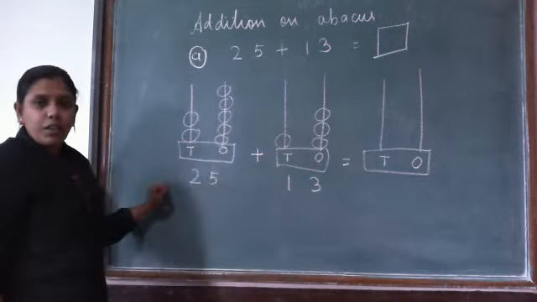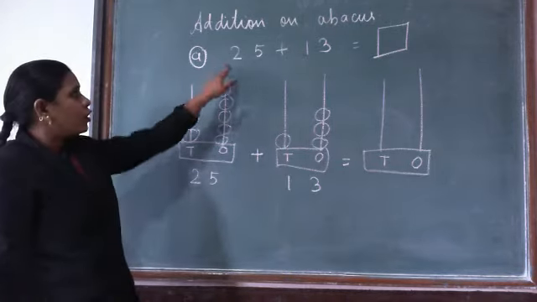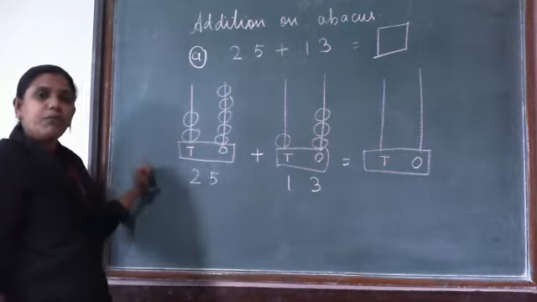In this way, first we make beads on the abacus for the given numbers. Now we have to add it.